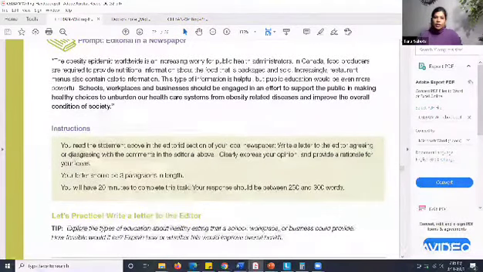So the instructions given here is, you read the statement above in the editorial section of your local newspaper. Write a letter to the editor agreeing or disagreeing with the comments in the editorial above. Clearly express your opinion and provide a rationale for your ideas. Your letter should be 3 paragraphs in length, and you will have 20 minutes to complete the task. Your response should be between 250 and 300 words. Okay, so this is how the writing task 2 would come to you.